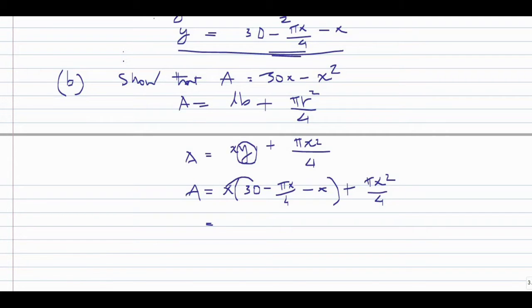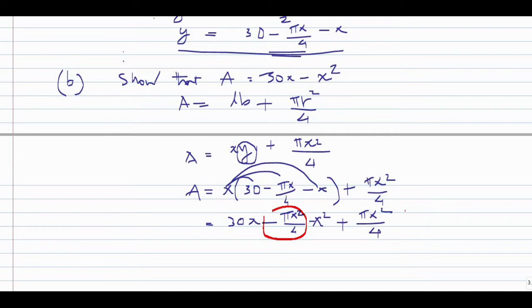Simplify it, we get 30x, x to be multiplied to each and every term of the bracket. That means expand the bracket, we get 30x minus pi x squared by 4 minus x squared plus pi x squared by 4. Now check whether we can cancel any of the terms. Yes, minus pi x squared by 4 plus pi x squared by 4 can be cancelled. So the resultant answer will be A is equal to 30x minus x squared. Hence shown.